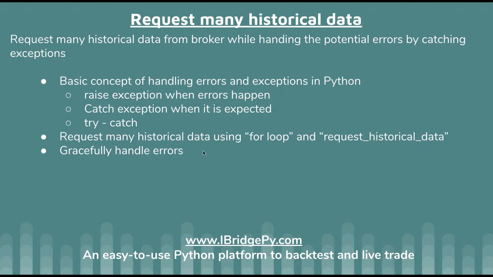Later I will give you a demo to request many historical data with some bad contract symbol, so that when we're using a for loop and requesting historical data, the request will fail at the fake symbol, and then we want to gracefully handle this error.